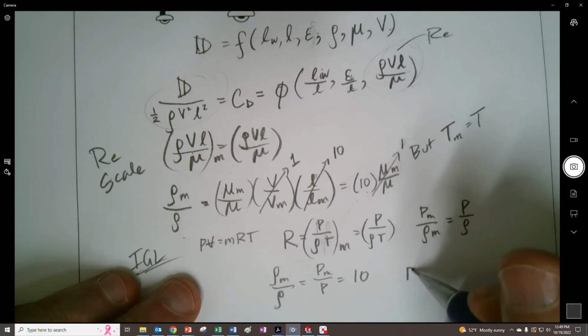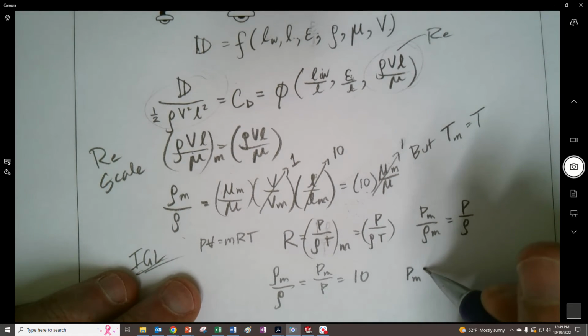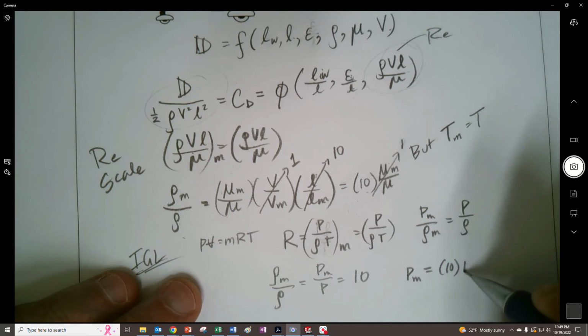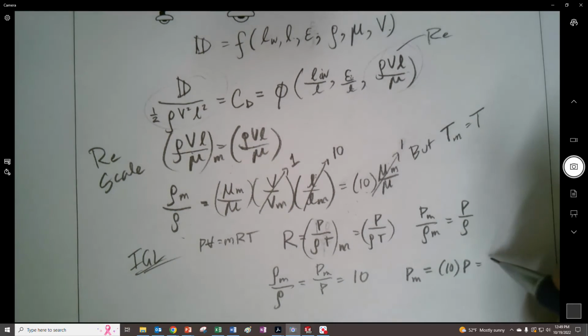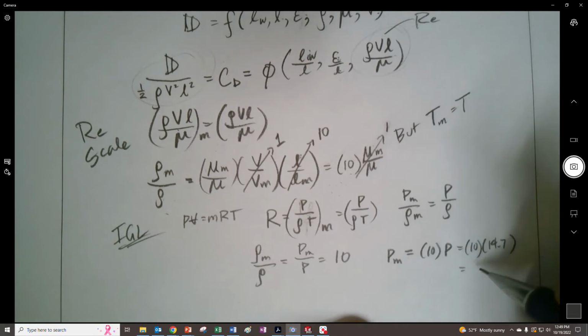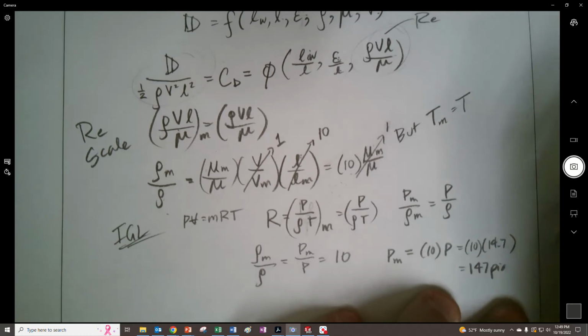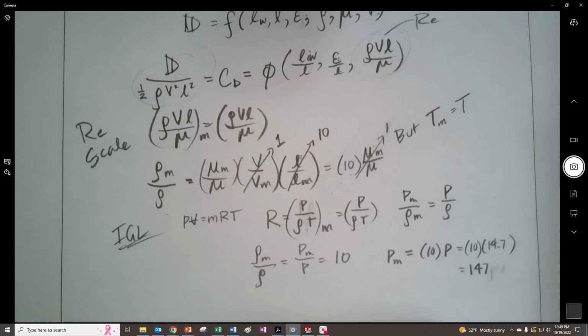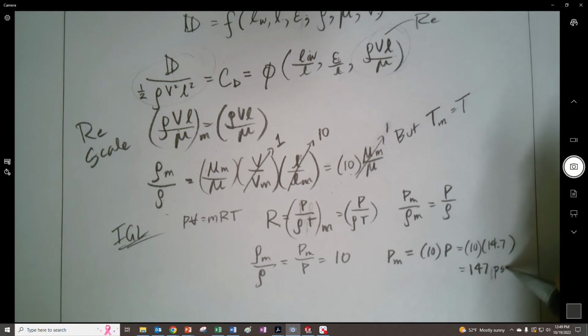Therefore, the pressure of the model, I'm going to say this right, needs to equal 10 times the pressure of the real thing, and we'll say that that's going to be 14.7. Therefore, the pressure in the model should be at 147 PSIA. PSIA. Wow, brain's not working. I need lunch. PSIA. Right.